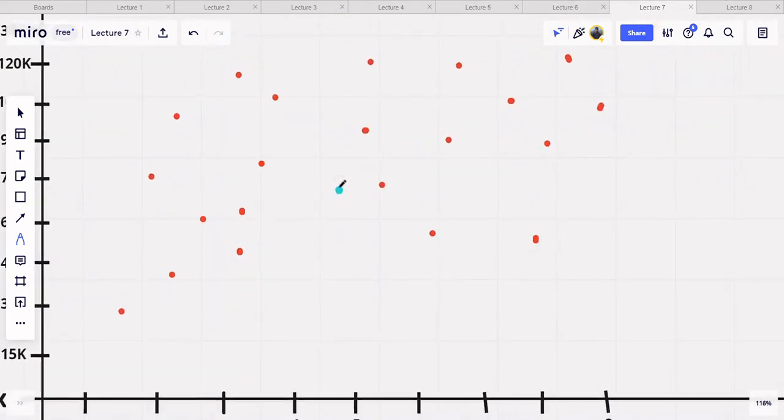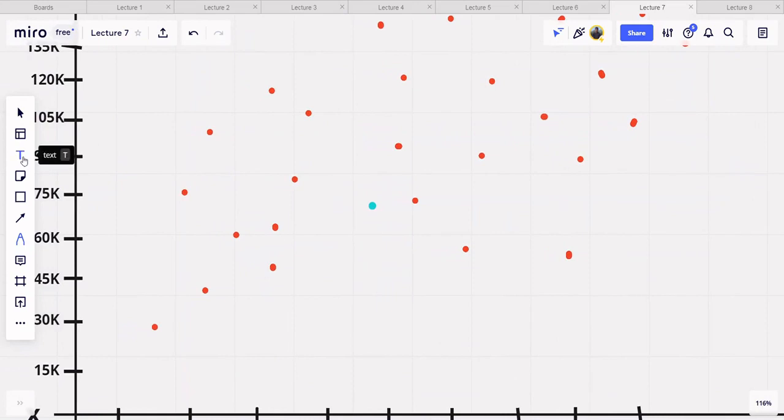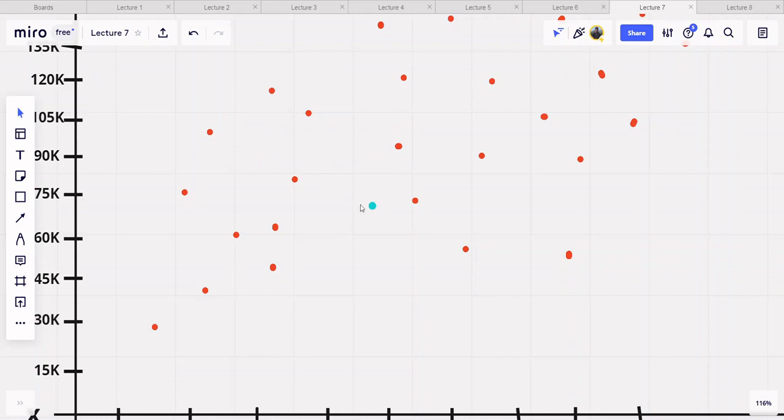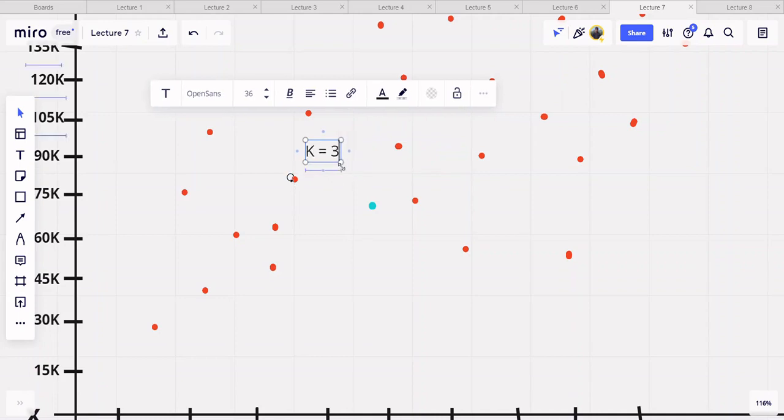And now the first thing that we'll do in KNN is decide the value of k. k refers to how many data points we will consider in order to make our prediction, or to estimate the value of our prediction. So let's say for simplicity k is equal to 3.